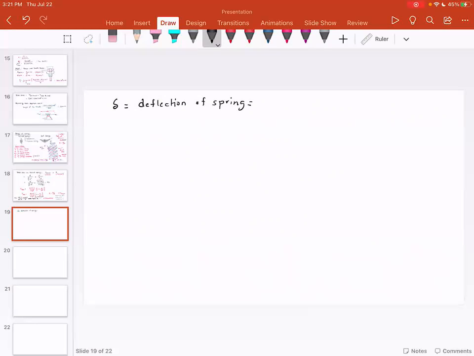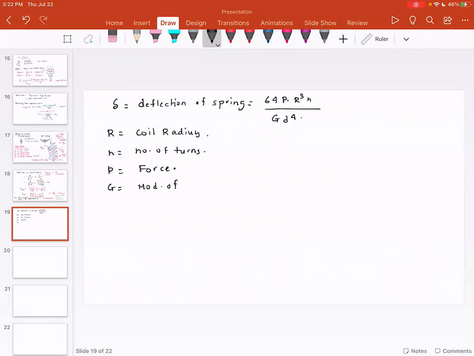Is equal to 64 P R cube N divided by G d to the power 4, where R is the coil radius, N is the number of turns, P is the force, G is the modulus of rigidity, and d is the wire diameter.